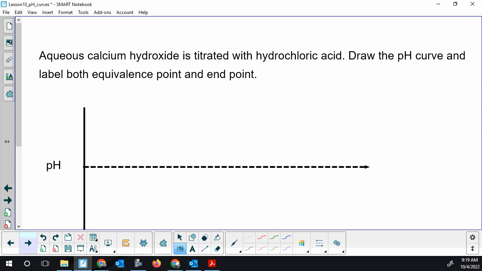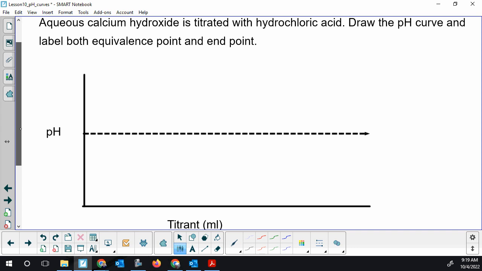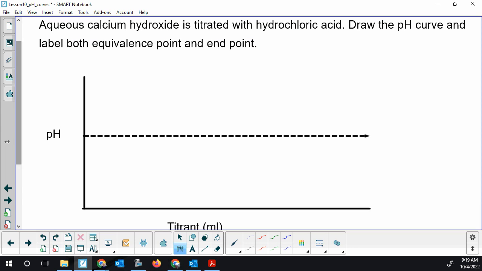So a second example. Calcium hydroxide is titrated with hydrochloric acid. I'm going to draw the pH curve and label both the equivalence point and the end point.